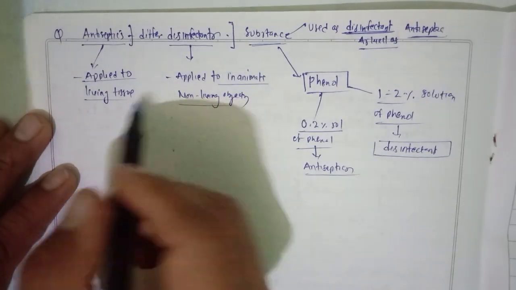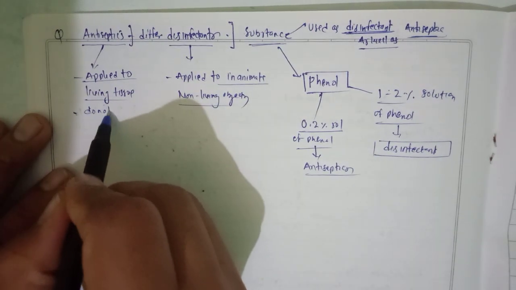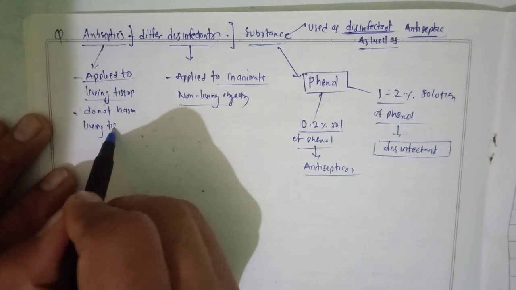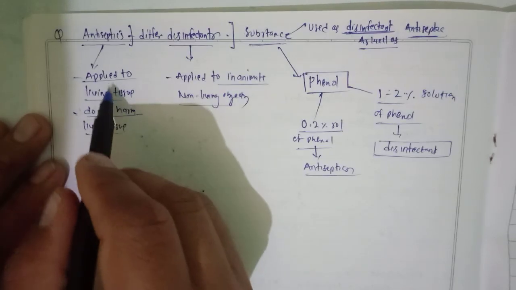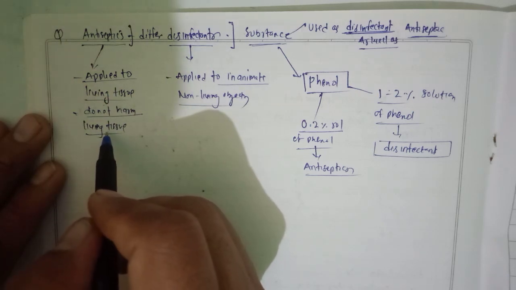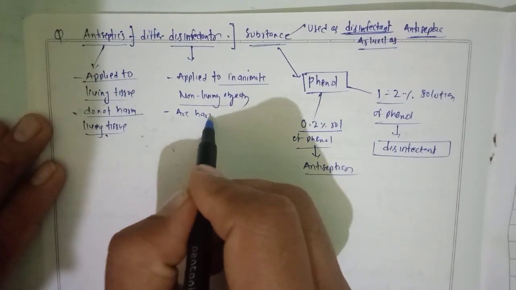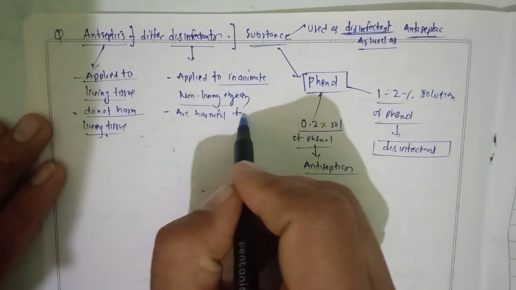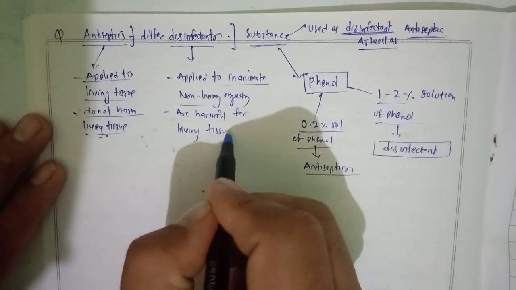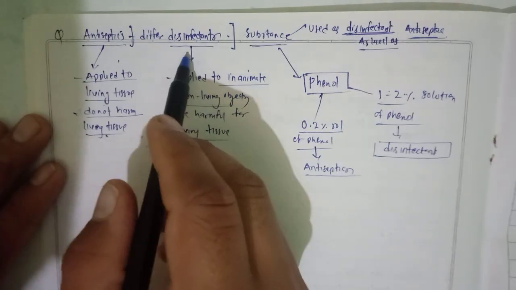We also come across that antiseptics do not harm living tissues. Antiseptics do not harm living tissues, and disinfectants are harmful for living tissues. So that is the basic difference between antiseptics and disinfectants.